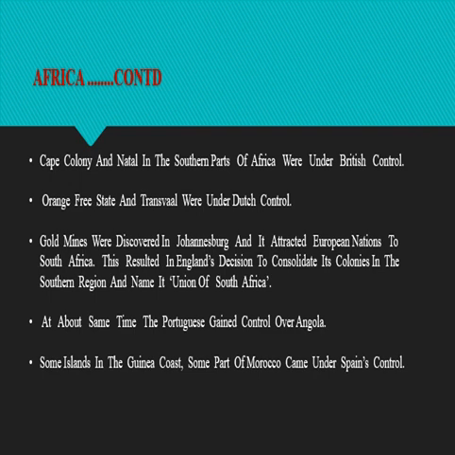Gold mines were discovered in Johannesburg and it attracted European nations to South Africa. This resulted in England's decision to consolidate its colonies in the southern region and name it the Union of South Africa. At about the same time, the Portuguese gained control over Angola. Some islands in the Guinea coast and some parts of Morocco came under Spain's control.